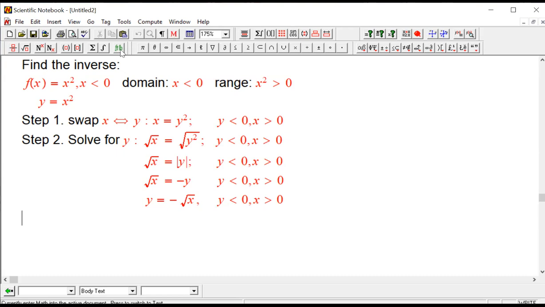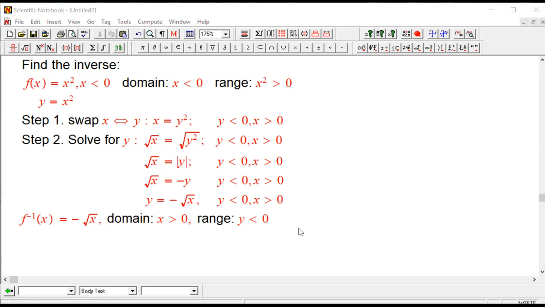Now F inverse is found. F inverse is negative of square root of x. Domain, x is greater than 0, right? Range, y is less than 0. This is pretty tricky, isn't it? All right.